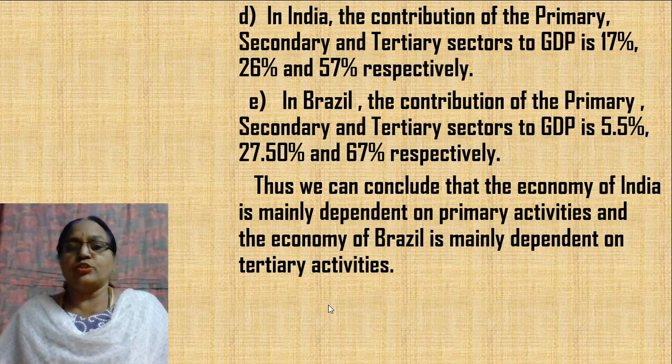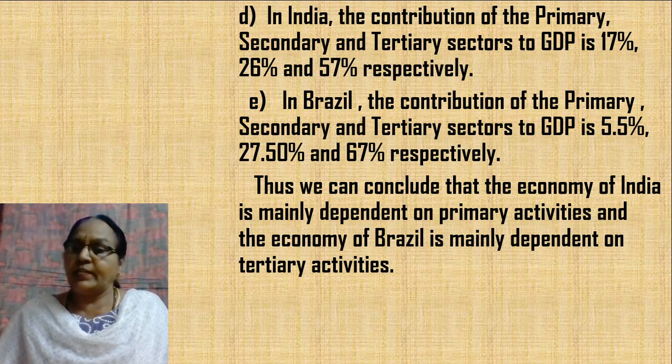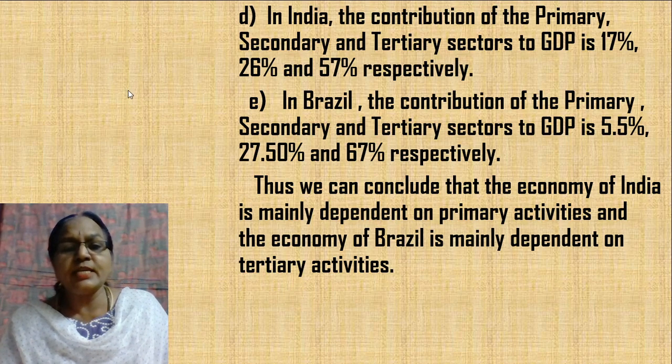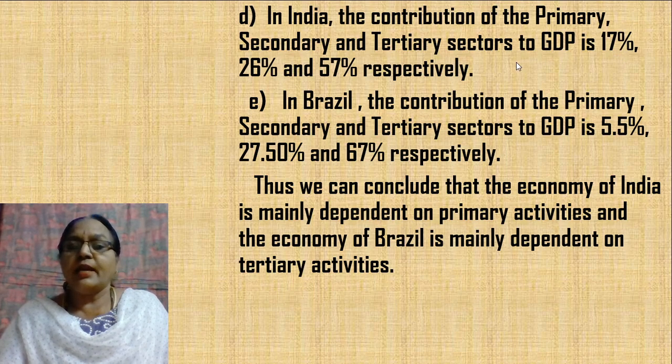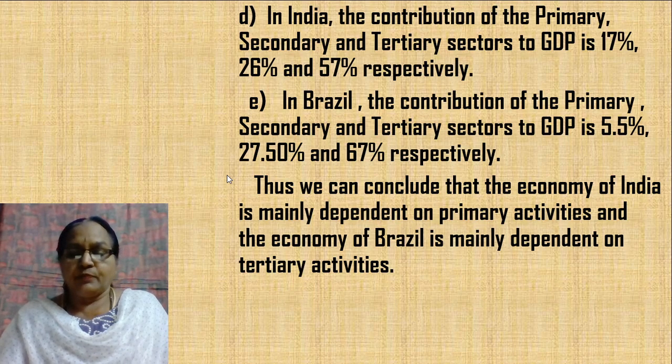Now, let's come to the contribution of these sectors to GDP. In India, the contribution of the primary sector to GDP is 17%, the secondary sector to GDP is 26%, and the tertiary sector to GDP is 57%. On the other hand, in the case of Brazil, the contribution of the primary sector to GDP is 5.5%, the secondary sector is 27.50%, and the tertiary sector to GDP is 67%. So, just see the contribution of these sectors to the national income. Thus, we can conclude that the economy of India is mainly dependent on primary activities and the economy of Brazil is mainly dependent on tertiary activities.